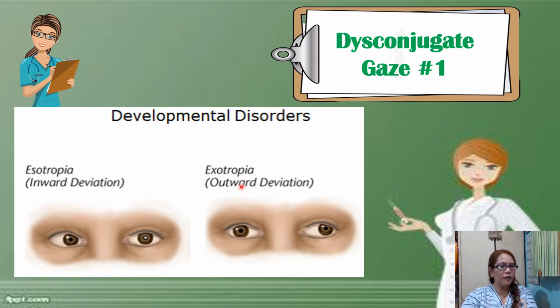And then we have the exotropia, or the outward deviation, also known as an outward turning of the eyes. That is a common type of strabismus, accounting for up to 25% of all the ocular misalignment in early childhood. Nako-correct naman to through surgery.